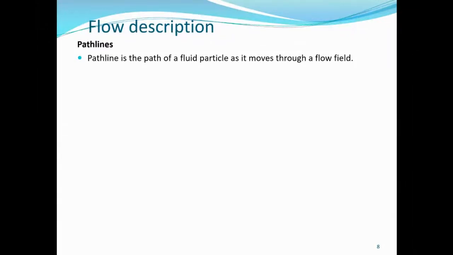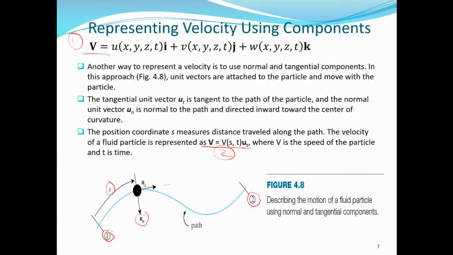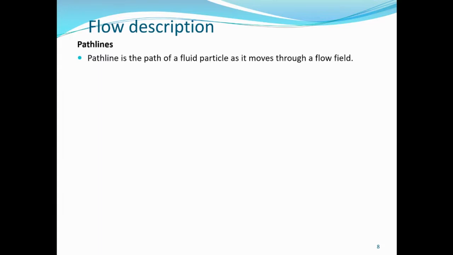Now, here we have started going deep into describing flow of particles. If you look at this, we are taking a particle of fluid moving from point 1 to point 2 and tracing its path. Now we'll look at flow description, and we'll start with the path line. A path line, as the name implies, is the path of a fluid particle as it moves through a flow field, like a trajectory.